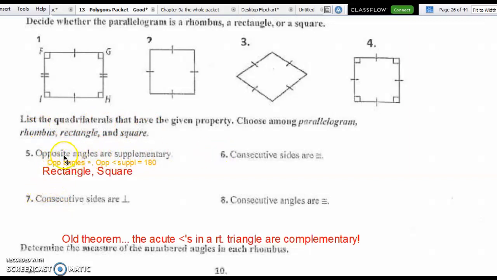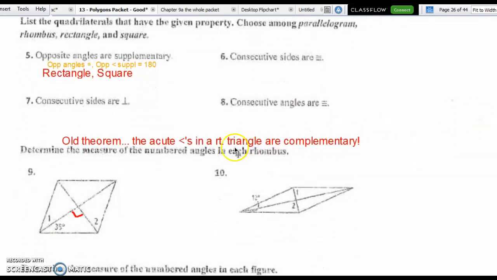Well, I'll do number 5 with you. Opposite angles are supplementary. Well, wait a second. We know that opposite angles are congruent right here. And if opposite angles are supplementary, then they're going to equal 180. Well, if we have 2 opposite angles and we divide by 2, 180 divided by 2 is 90. So what number 5 is saying, which figures have opposite angles that are 90? And we know that happens in a rectangle and a square. You can answer the rest of these problems.